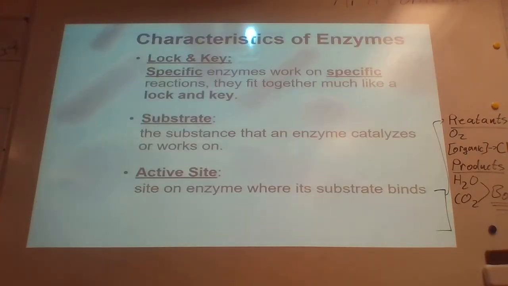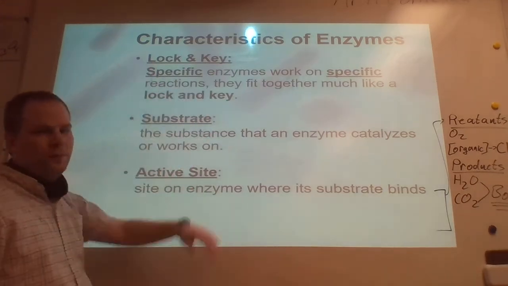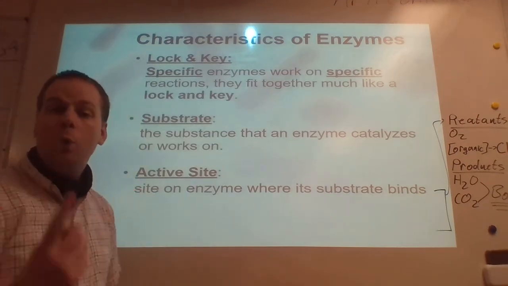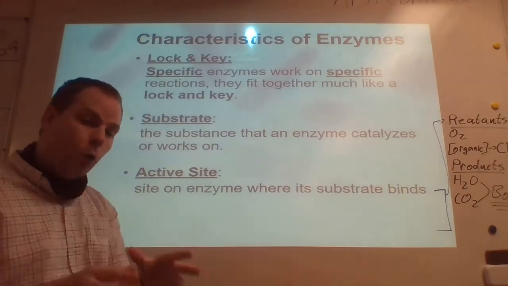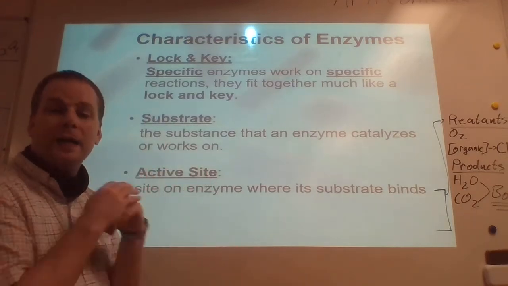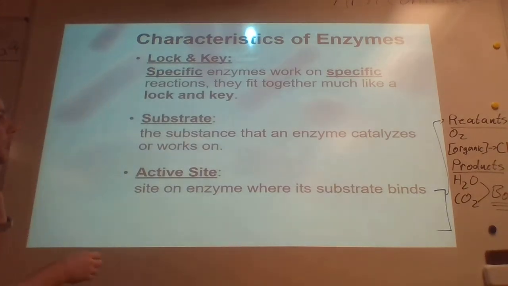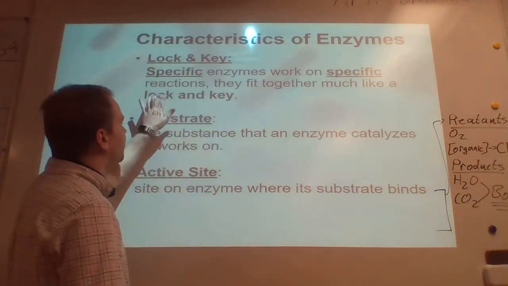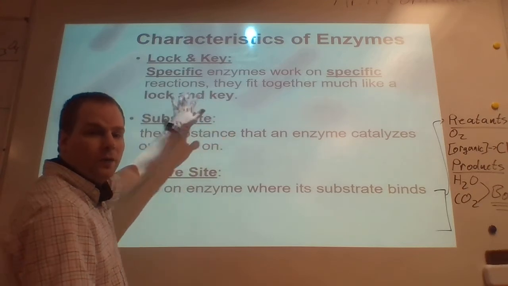So again, this just kind of says what I just did. The lock and key system is referring to how it can only bind with one specific thing. So one enzyme can only bind with one specific substrate. It cannot bind with any other substrate. Okay? And they fit together like a lock and a key. Only the proper key will open the lock. So only the proper substrate can bind to the enzyme.